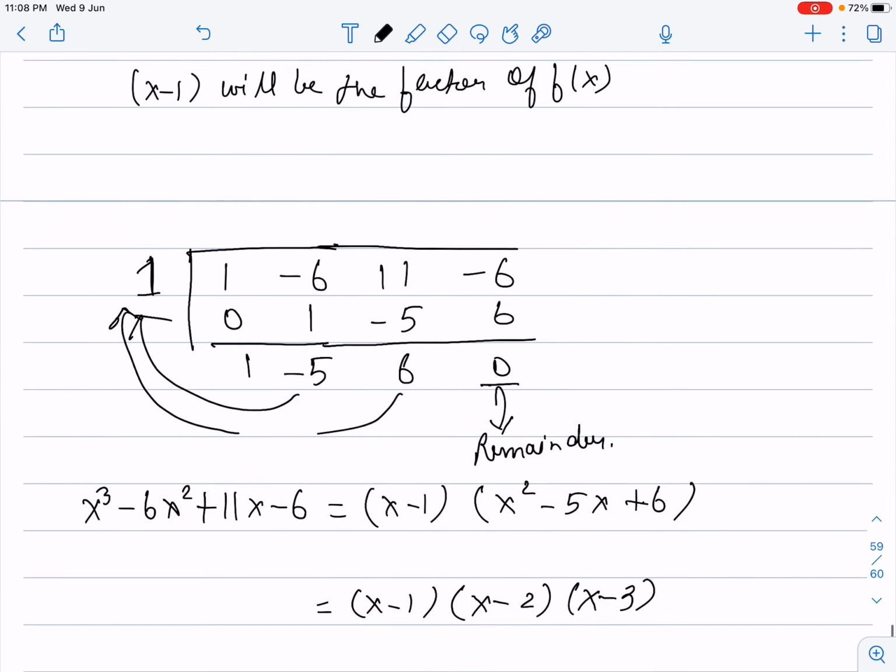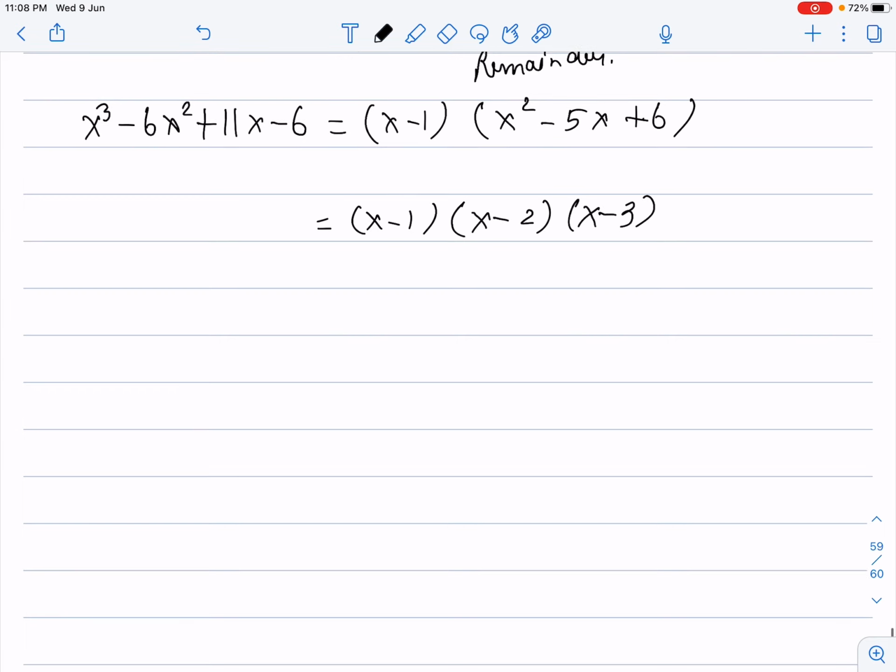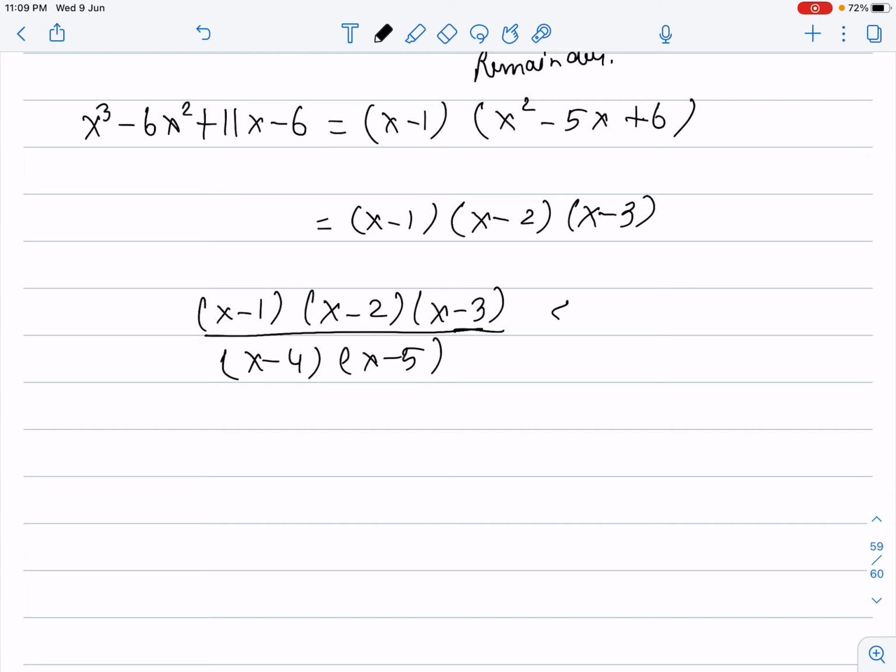So the numerator cubic can be written by me as x minus 1 into x minus 2 into x minus 3. So we can get the final value as x minus 1, x minus 2, x minus 3 divided by x minus 4, x minus 5. Wow, such an awesome question. Will become what? Less than or equal to 0.